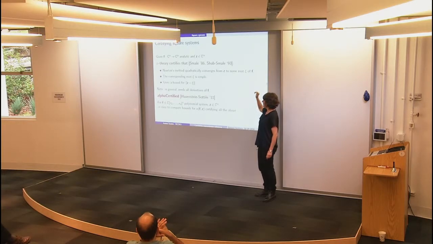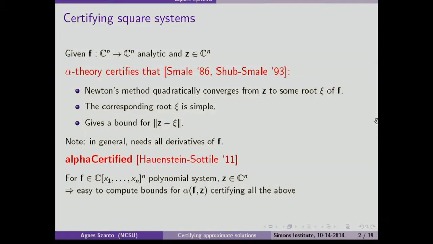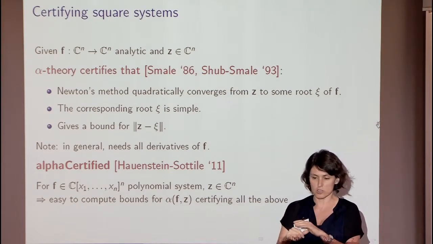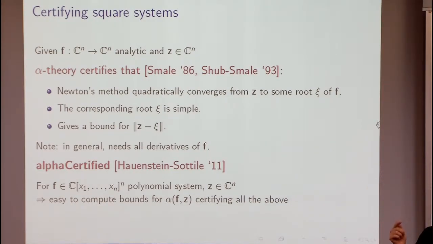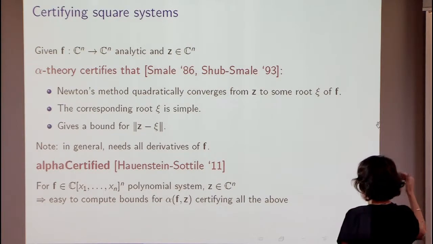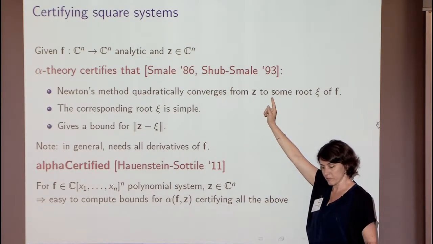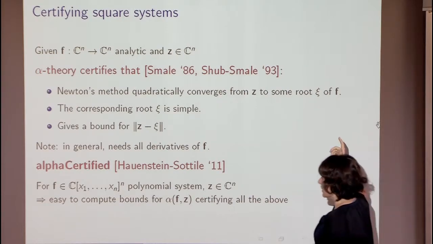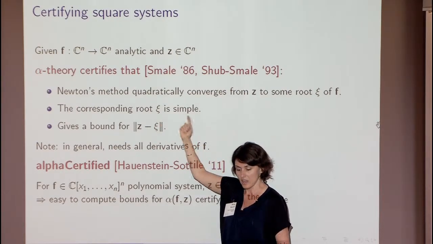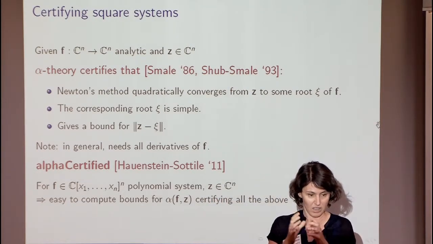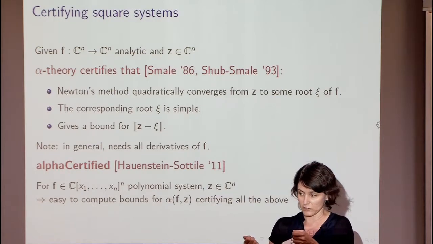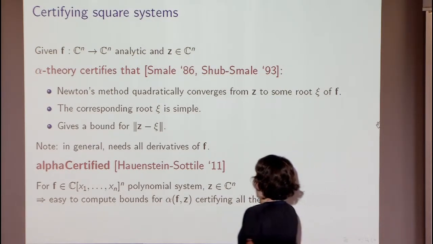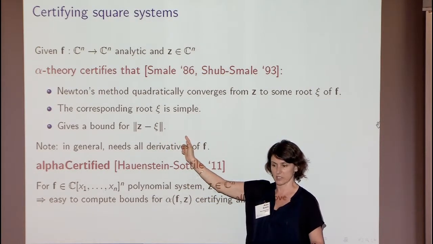So in general, alpha theory, developed by Steve Smale and Mike Shub, gives a formula using derivatives of the functions and the coordinates of your approximate point that you want to certify. And you plug it in and it gives a proof that from your point, Newton's method quadratically converges to a root of the system. This only works for simple roots, and in fact, you also certify that between your approximation and the exact root, there are no other roots of the system. And you can also use it to give a bound on the distance from the exact root.